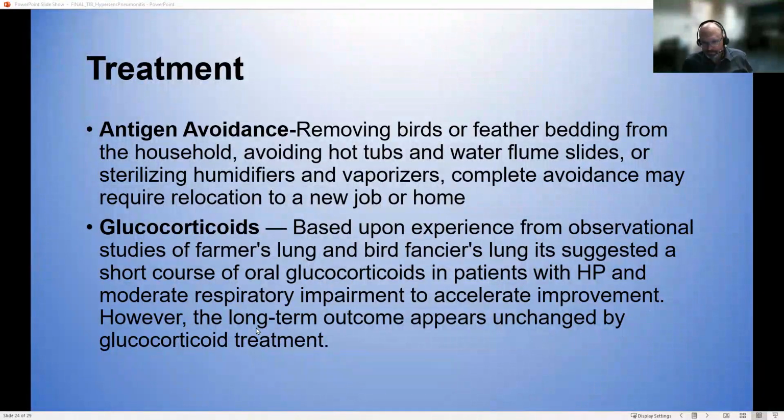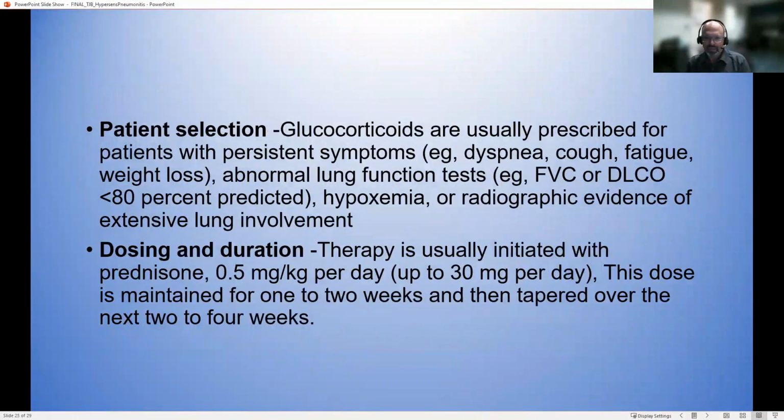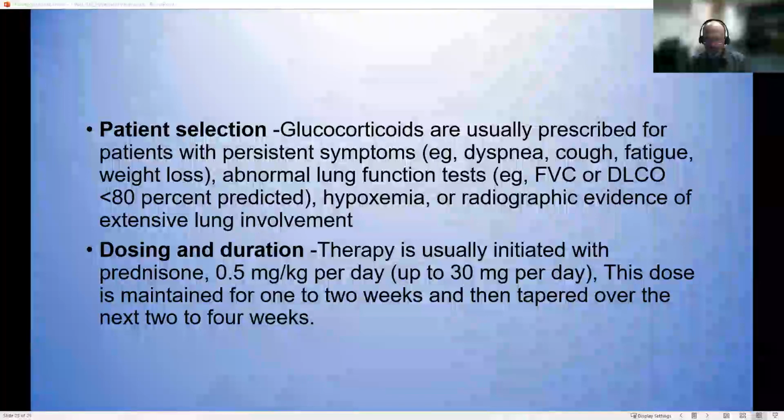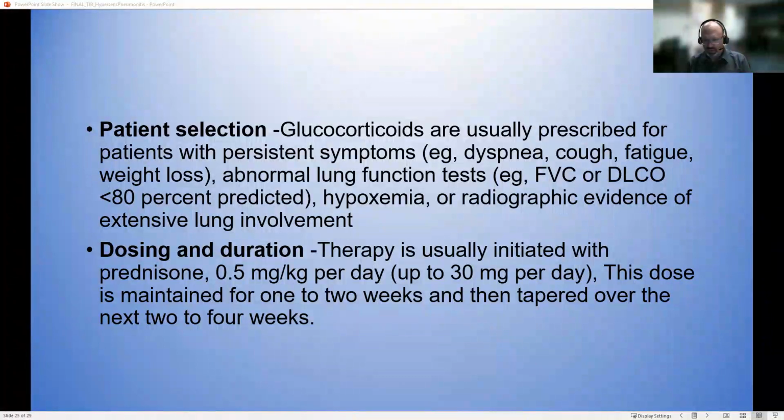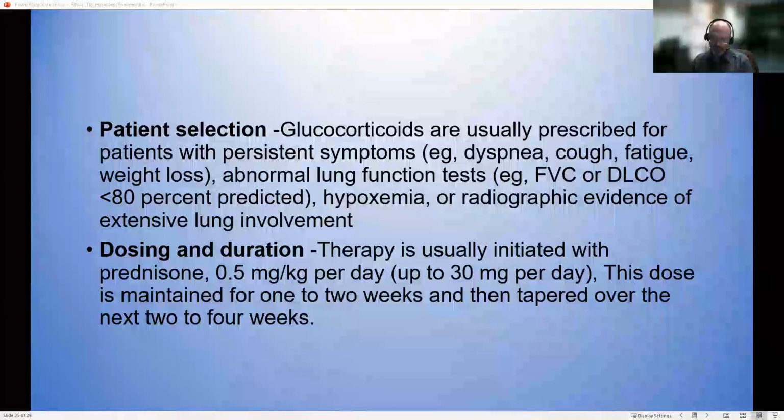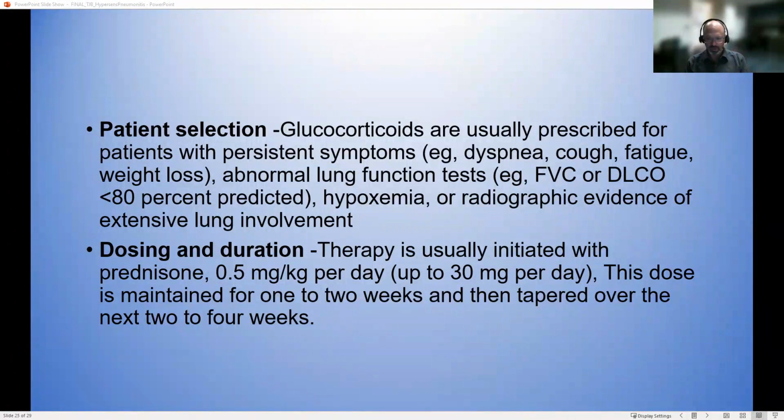Next slide, please. This is just talking about some recommendations on who would be a good patient for oral steroids, and they talked about dosages of about half mg per kg, 0.5 milligram per kilogram for up to 30 milligrams a day, treat them for about 2 weeks, and have a taper.